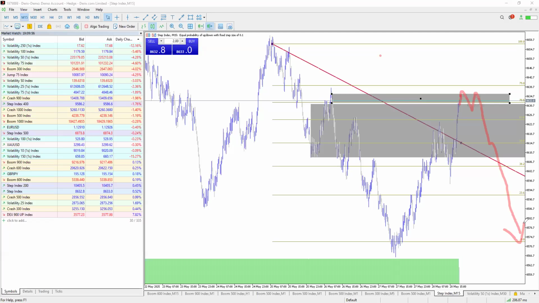So my ruling for step index based on the fib and based on the order block, we are supposed to be selling. And where are we supposed to be selling? We are supposed to be selling at areas where we are now. So what we do now is we just wait for a shift, break of market structure, change of character, and the break of market structure. So simply, that's how you use the fib.